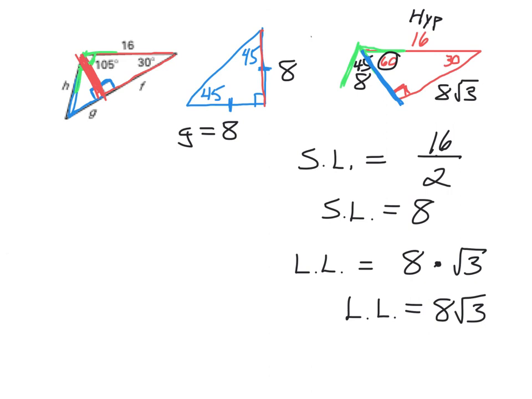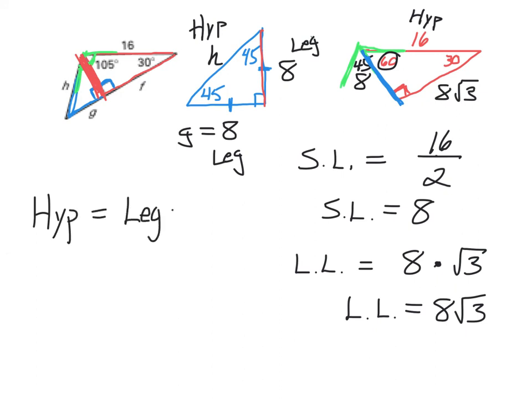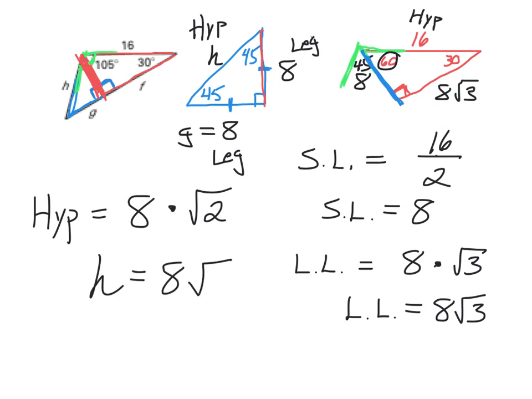The last piece they're looking for is H. So if it helps, go through and label your sides. I'm looking for the hypotenuse, and I have both legs, 8 and 8. So let's recall what our equation is to solve for the hypotenuse. If I have a leg, I'm going to take that leg and multiply it by radical 2. So let's plug in what we have. As I said, my leg is 8, which means that my hypotenuse, or in this case just H, is 8 radical 2.